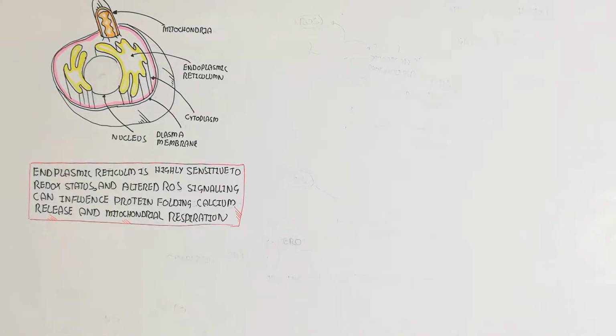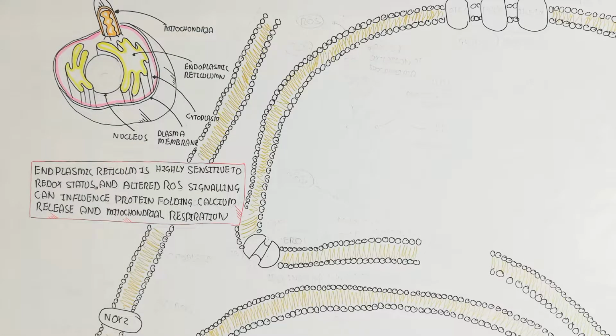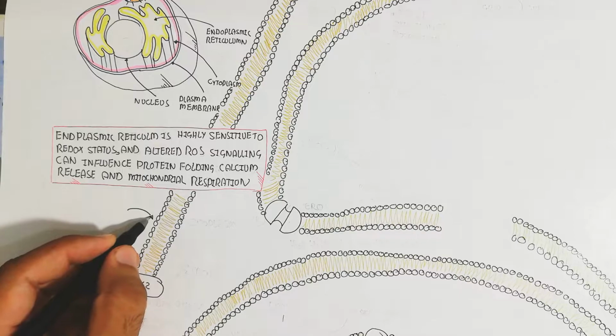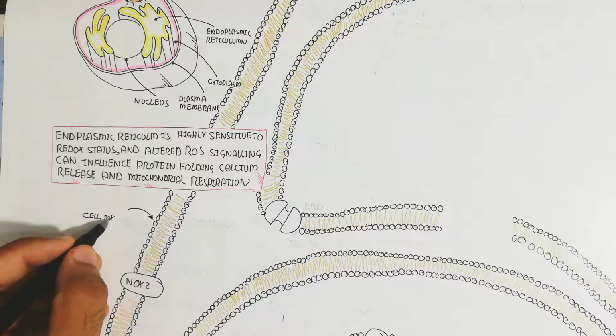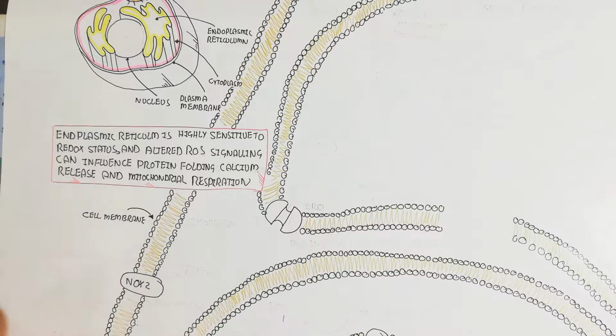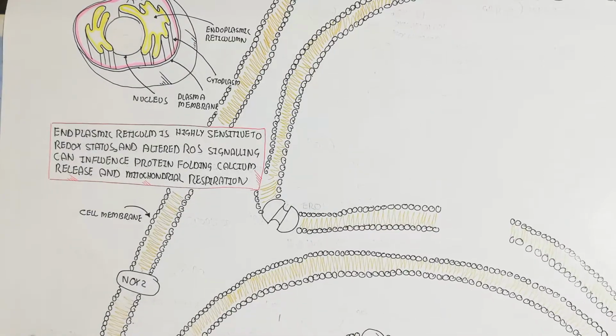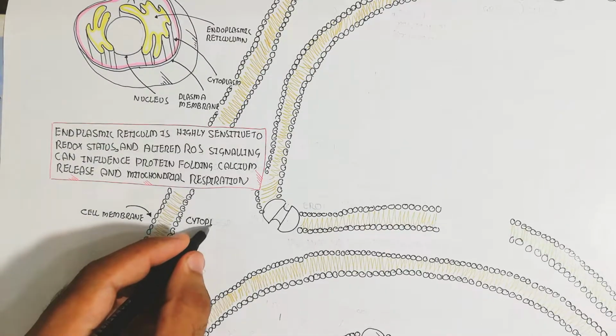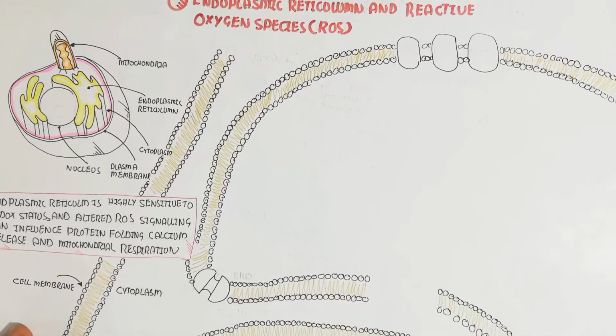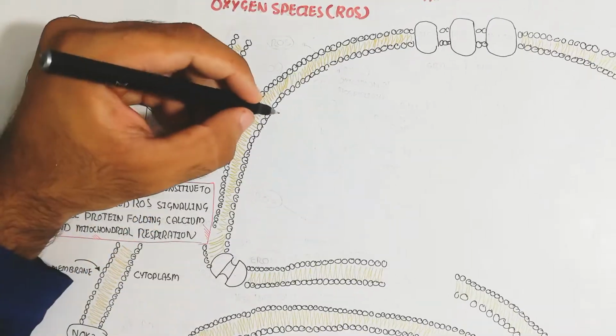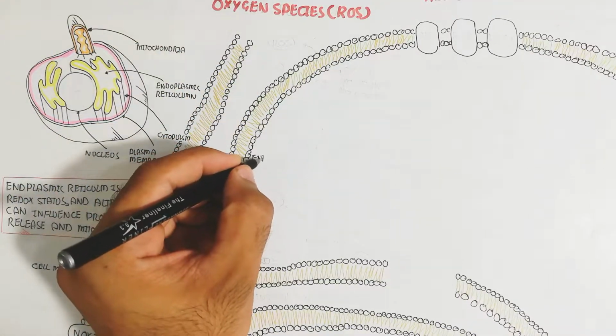Here I am drawing the whole cell structure, which contains a plasma membrane and cytoplasm as well as the endoplasmic reticulum and mitochondria. This is the cell membrane, and this is the cytoplasm. Cytoplasm contains cytosol. While this is the endoplasmic reticulum.